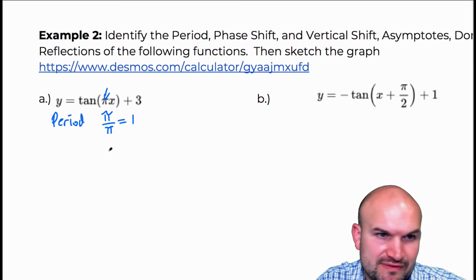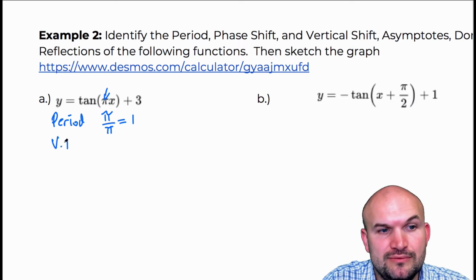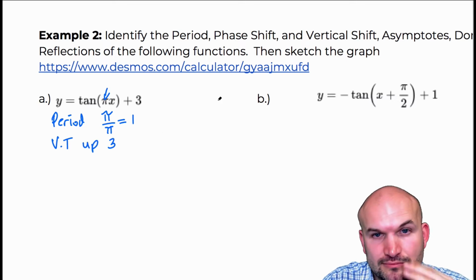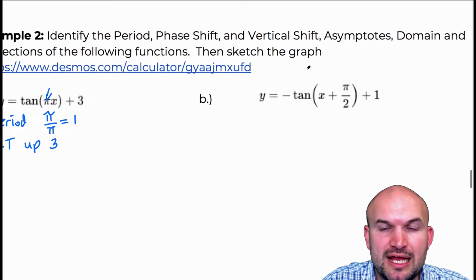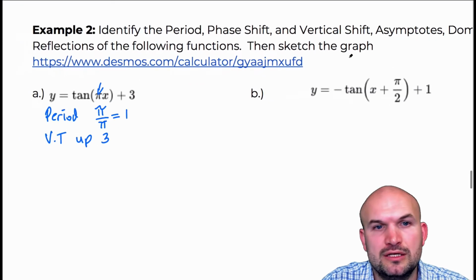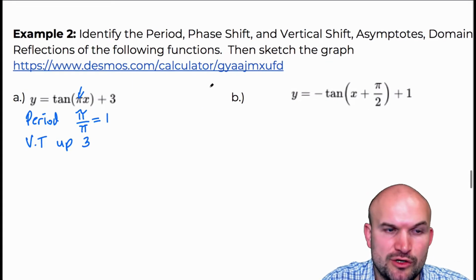I don't have a phase shift. I'm not adding or subtracting inside the function. I do have a vertical transformation, which is shifting the graph up 1 unit. So I'll just say up 3. And then I need to identify where the new asymptotes are, as well as the domain and the reflections. So there are no reflections.